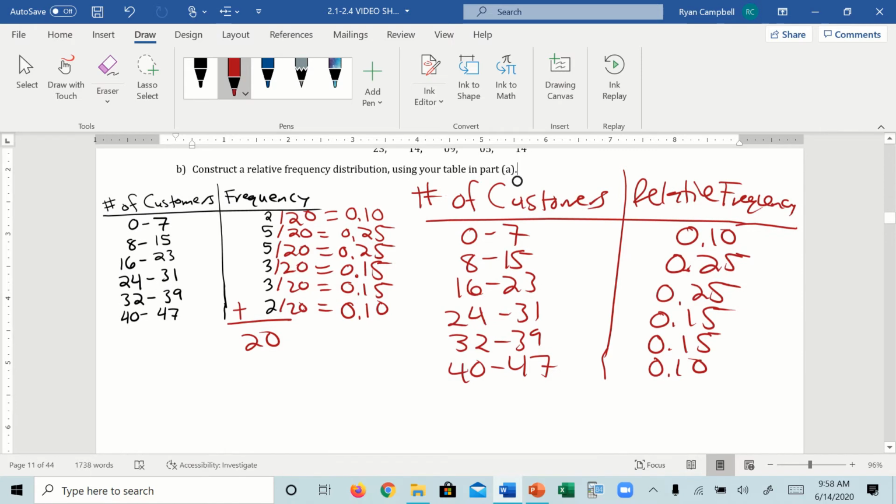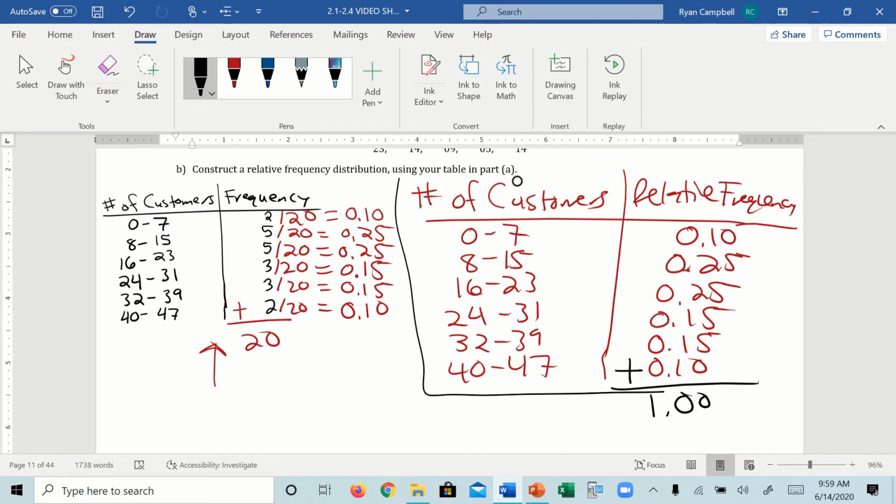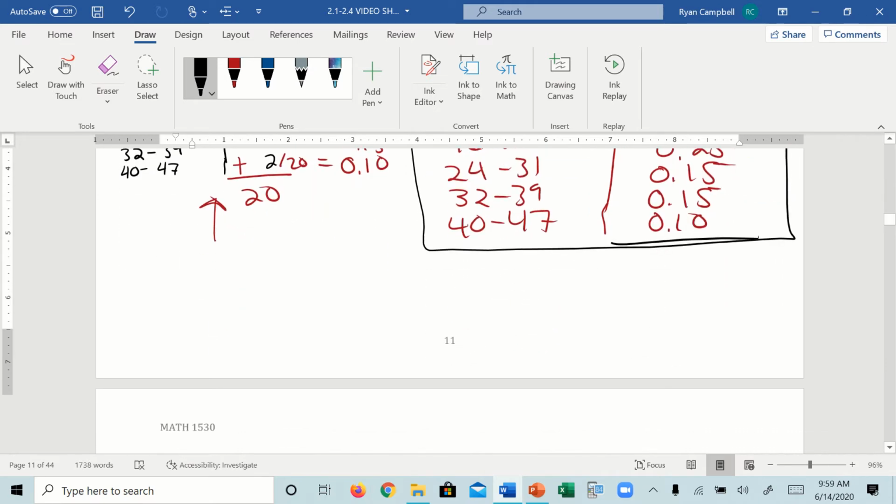So again, if you have a different frequency distribution, that's okay. You will end up with different numbers. But when we add up all these frequencies, what should we get? We should get 1. And do we? Yeah. So here is our relative frequency distribution. Hopefully it wasn't too hard.